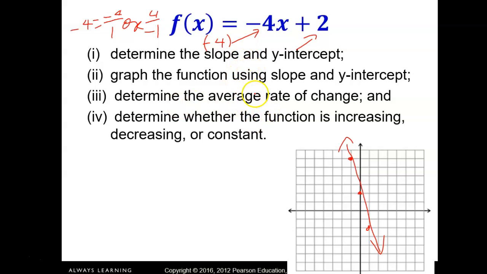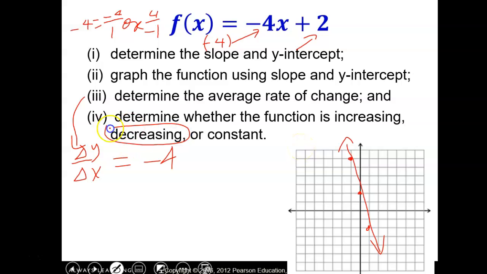So the average rate of change, which is the slope, as we have pointed out, is the change in y over change in x, which is negative 4. Whether the function is decreasing, as we can see reading from left to right, it is decreasing.